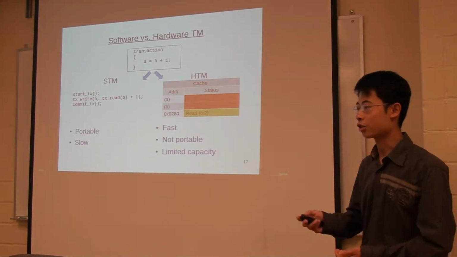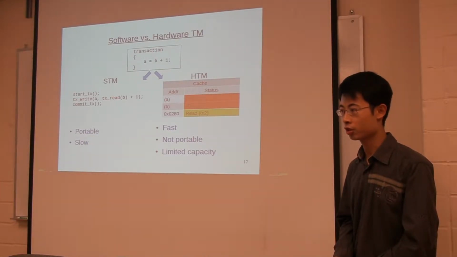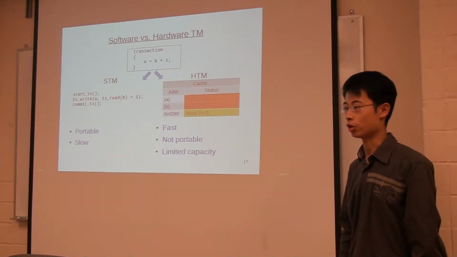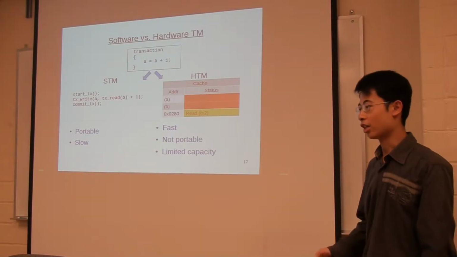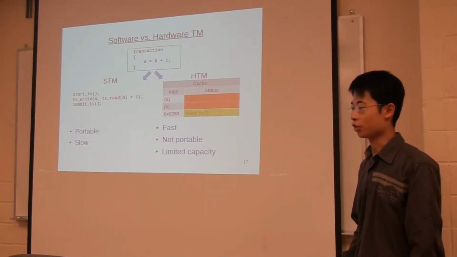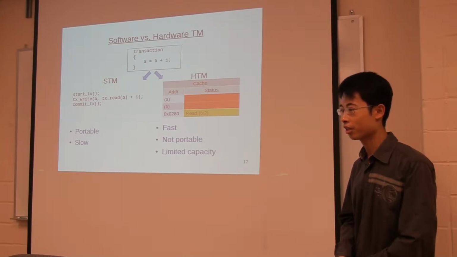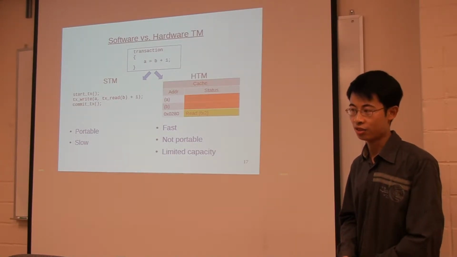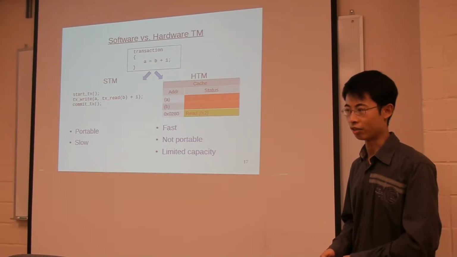The advantage of a software TM system is that it's portable across various platforms, but the library calls add a certain amount of overhead, and that slows down execution. The advantage of a hardware TM system is it avoids the overhead, so it's fast, but it's not portable because it depends on specific hardware support. And since hardware has limited capacity, transactions can't use an unbounded amount of memory the way they can in software TM.